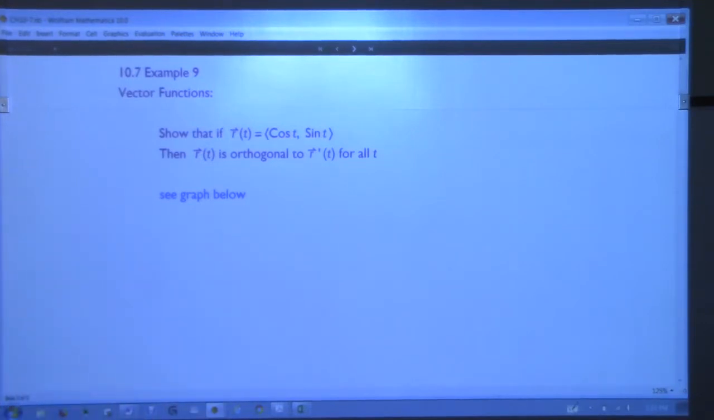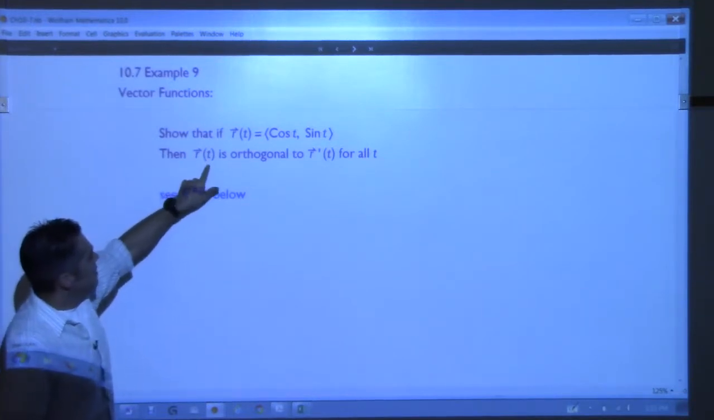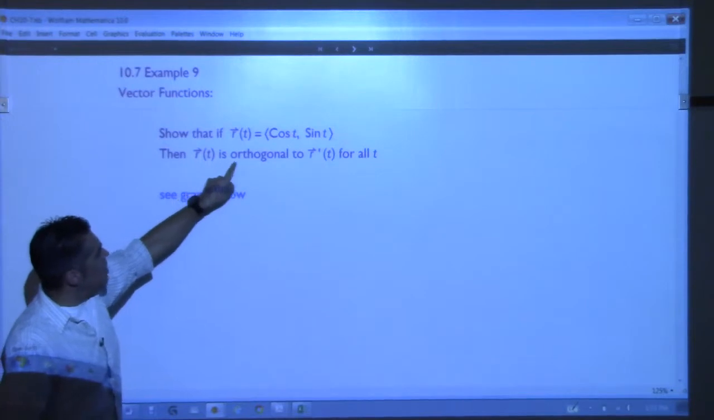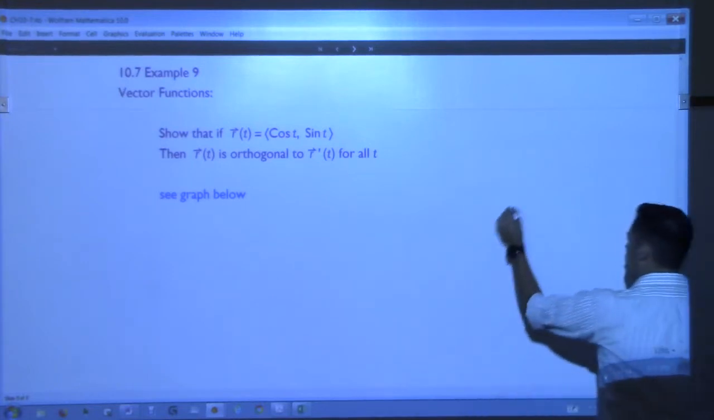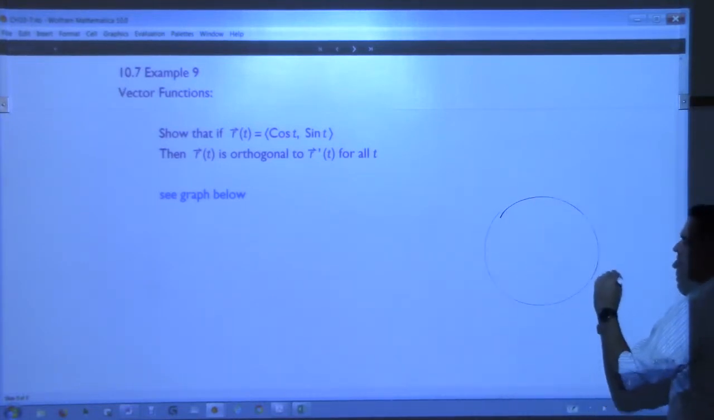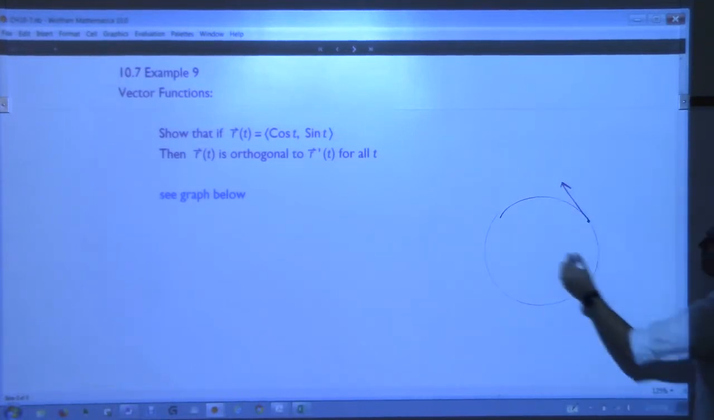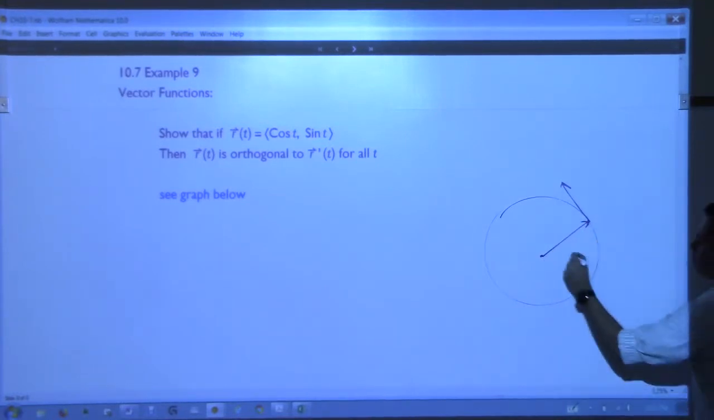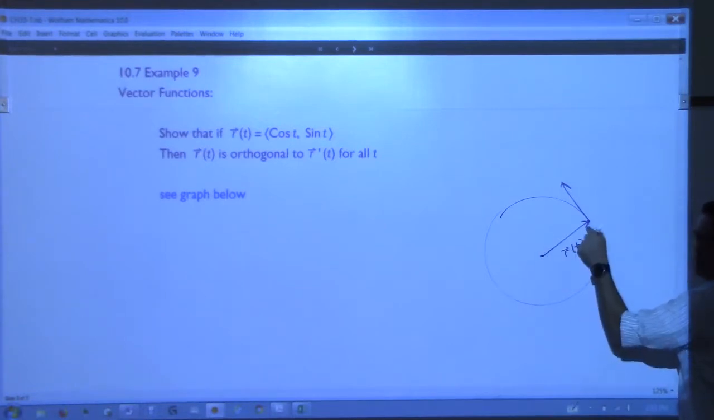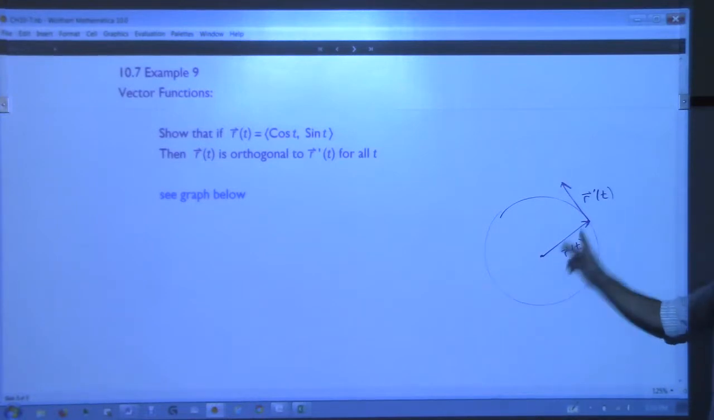So we want to show that if you draw a circle, the unit circle, then r of t, that vector function, is always orthogonal to its own derivative. And I think it would make sense if you just think about it. If you draw a circle, right, using a vector function, and you look at the tangent vector, it should be like that, right? And the vector that gets you to that point should be like this. So this is r of t. That goes from here to here, right? And then this is r prime of t. Right? So visually, it makes sense that these should be orthogonal.